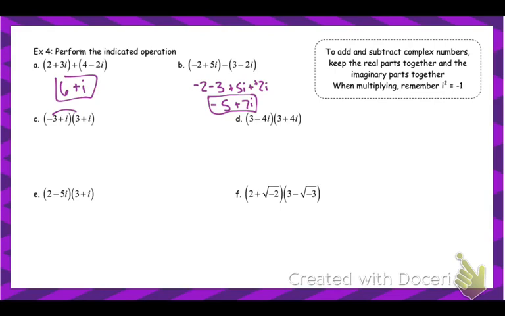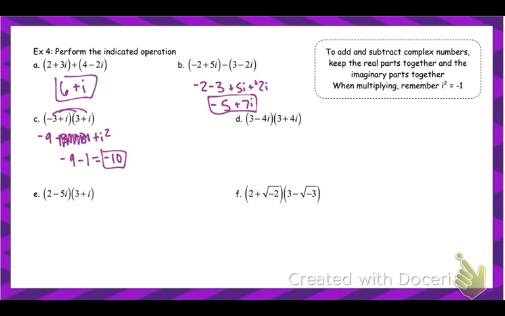All right, looking at the next one, FOIL it out. So that becomes -9 minus 3i plus 3i plus i squared. All right, so this is slightly different than just combining like terms. Well, obviously negative 3i plus 3i cancels out. But what we need to do here, whenever we multiply, is consider that i squared is negative 1. So this becomes negative 9 minus 1, which is negative 10.